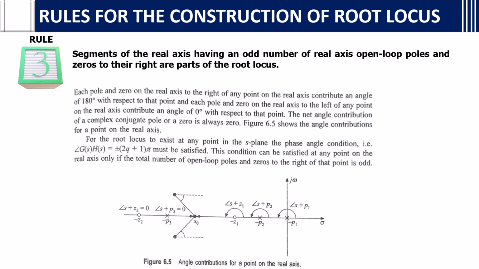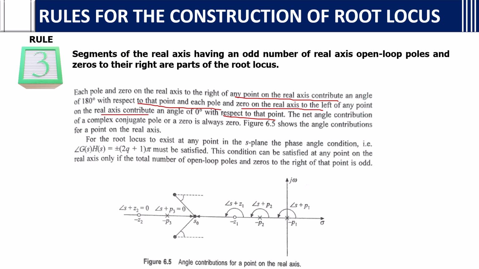So each pole and zero on the real axis to the right of any point on the real axis contributes an angle of 180. See, poles and zeros contribute 180. Right? That is what they tell you. The angle of 180 with respect to that point, and each pole and zero on the real axis to the left of any point on the real axis contributes an angle of 0 degrees with respect to that point.